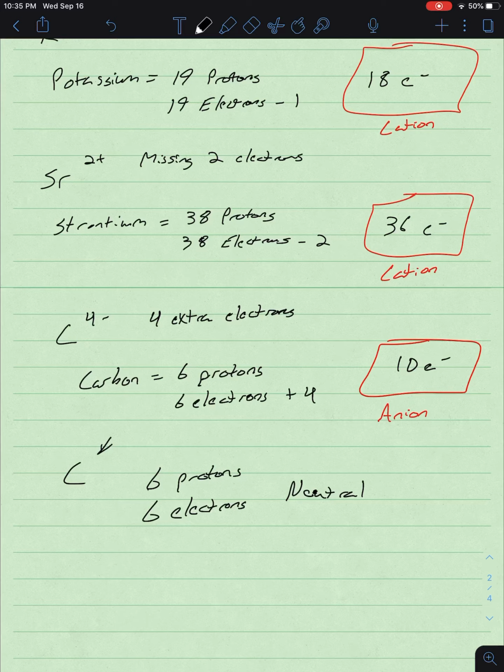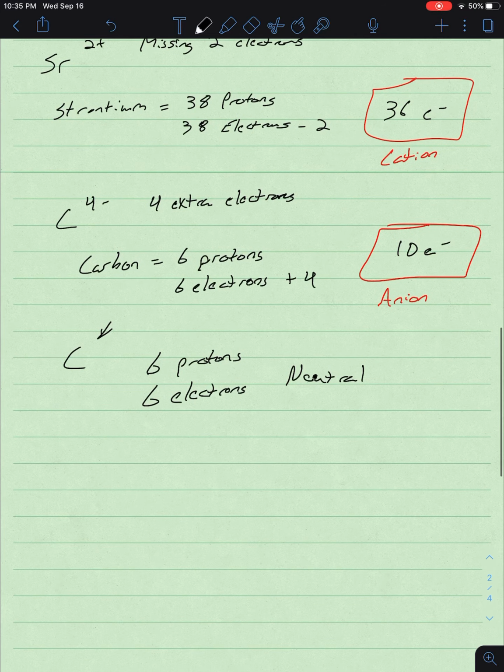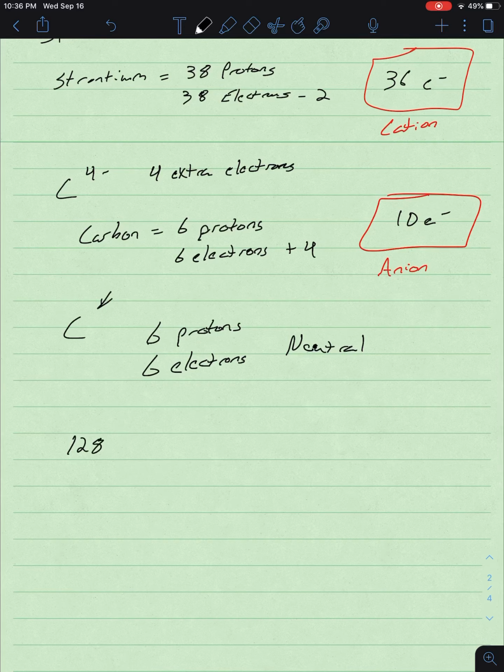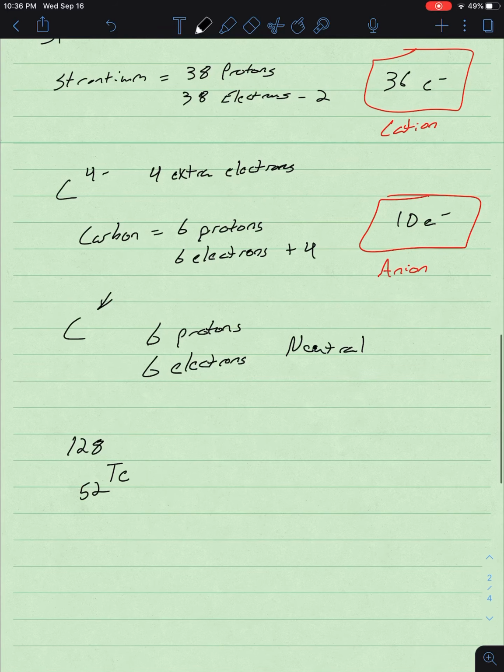So now let's take a look at some isotopes and how we can give the notation for each. I'm going to give you a few examples. I have selenium, so I'm going to do 128, selenium, and a 52. Remember, this is isotopic notation. So you have the element. I'm going to do a real quick labeling here. This is the element itself, so the abbreviation. This number up top is my mass number.